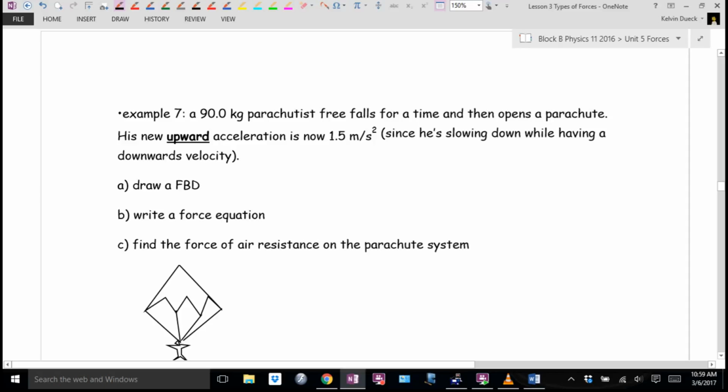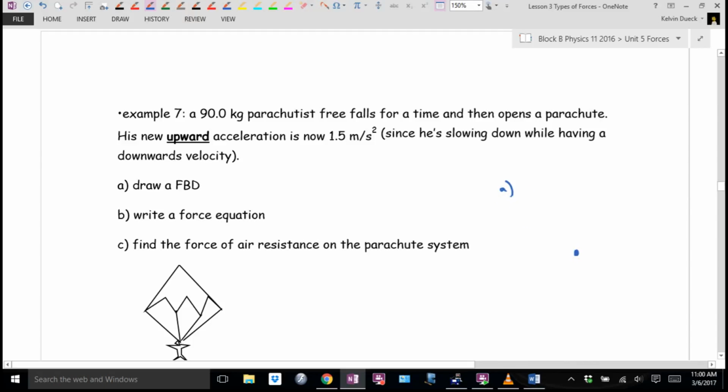A 90-kilogram parachutist free falls for a time and then opens a parachute. His new upward acceleration is now 1.5 meters per second squared since he's slowing down while having a downwards velocity. He's moving down, but he's slowing down, so he must be accelerating up. Gio, what does part A want me to do? Yeah, free body diagram. I'm never going to type that again. FBD. Okay, draw a free body diagram. Let's do part A. There's the parachuter.